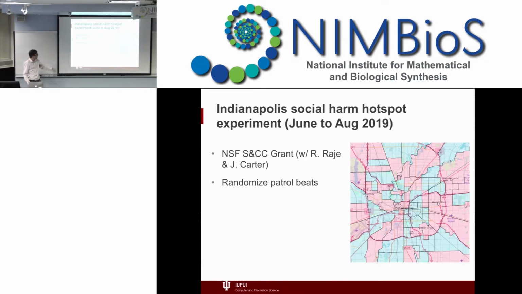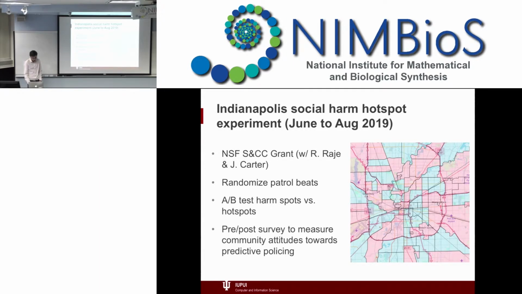We're randomizing patrol beats in Indianapolis, and then we're going to A/B test harm spots, which try to weight the severity of events in terms of their societal cost, against traditional crime hotspots that police departments use, to see if we can have a difference, at least in terms of these other types of events. Can we have an intervention that actually reduces their propensity?